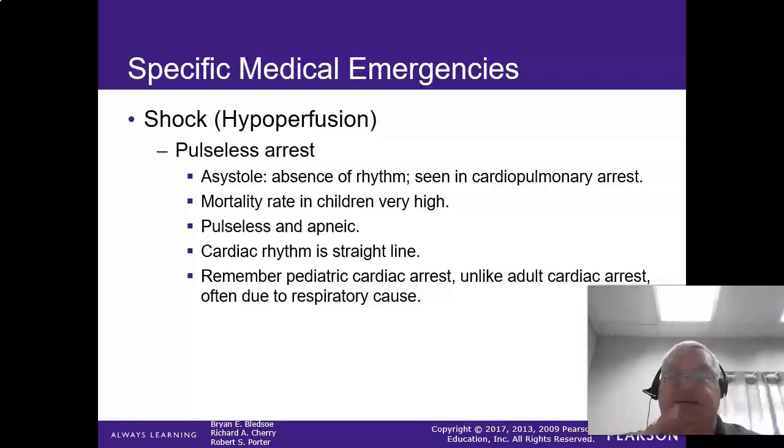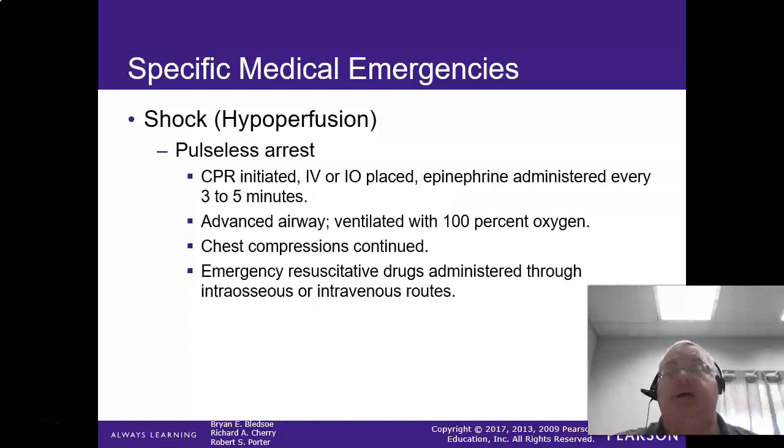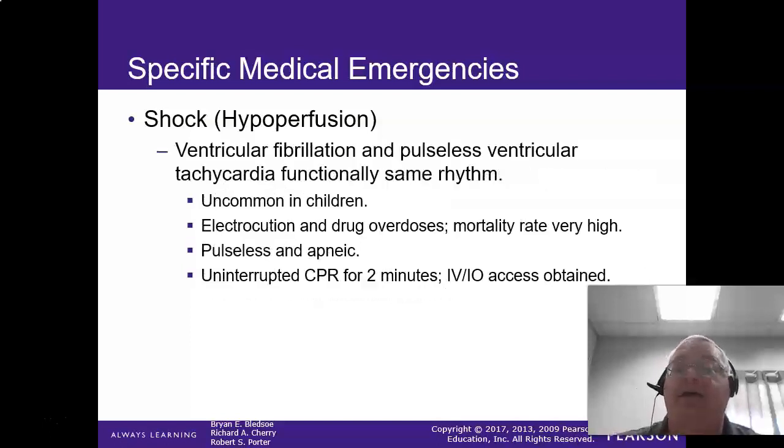The pulseless arrest is usually due to asystole or PEA. Again, remember your epinephrine doses on these guys, find the underlying cause, and make sure you've got your CPR going and continue that. Same thing with VFib or pulseless VTach. Again, it's very uncommon in children, and it's usually because they've electrocuted themselves. They're usually pulseless and apneic. ACLS algorithms work really well here.